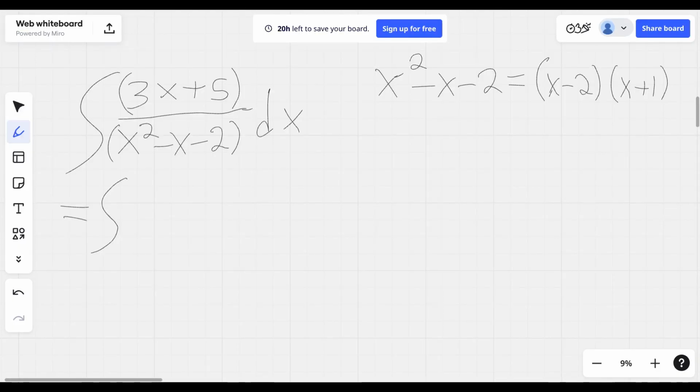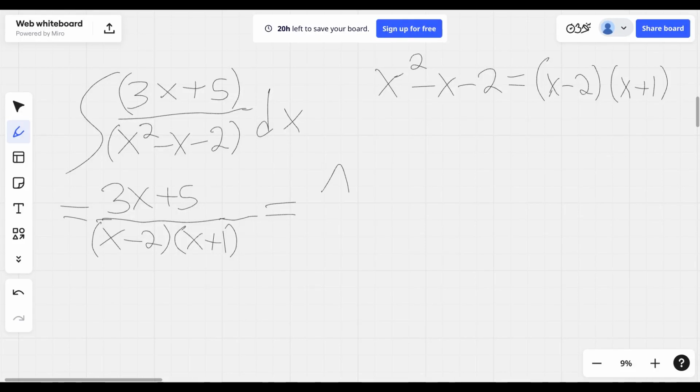So we're going to remove that integral sign, and we're just going to write it like this. So it's going to be (3x plus 5) over (x minus 2)(x plus 1). And you're going to write A over x minus 2 plus B over x minus 1, or x plus 1, sorry.